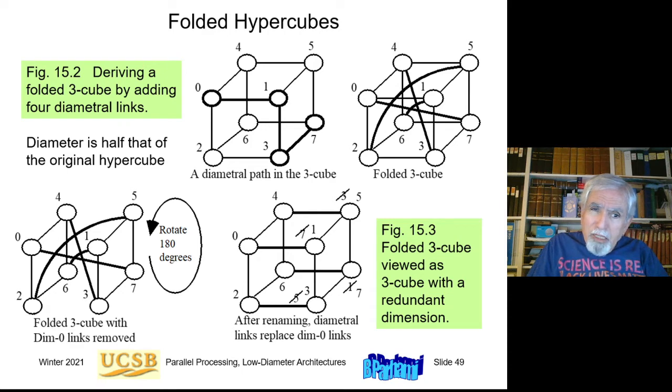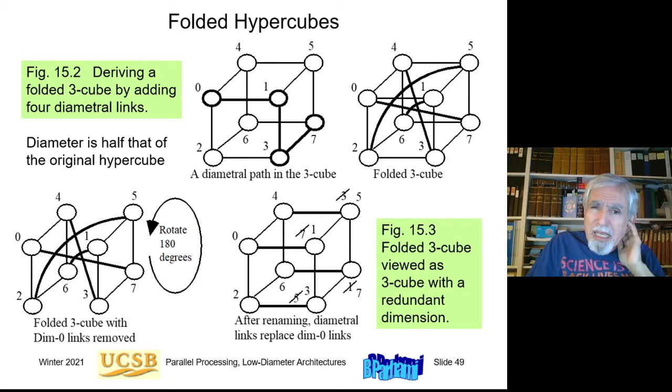So 4 is 100, 3 is 011. Okay, it's basically the bitwise complement. And because the distance from the source to the destination was relatively large, when I flip, this new node will have a smaller distance to the destination. Okay, so this is known as folded hypercube. It cuts the diameter to roughly half.